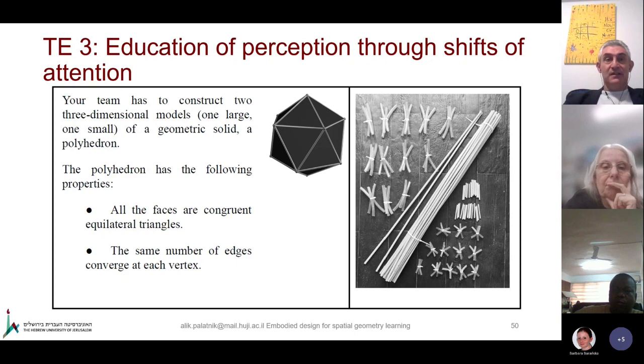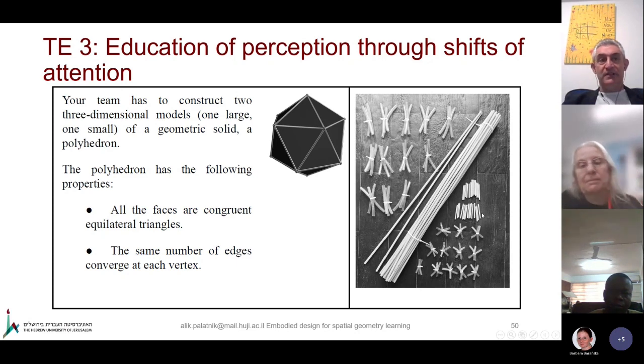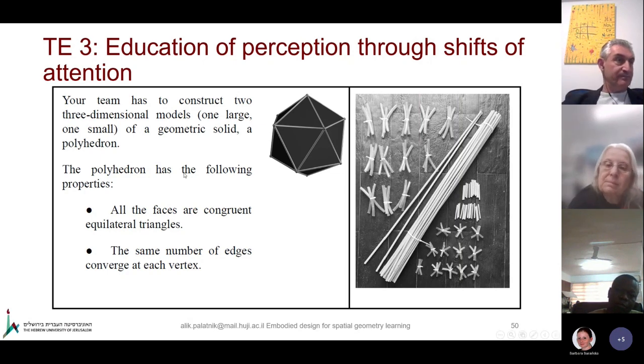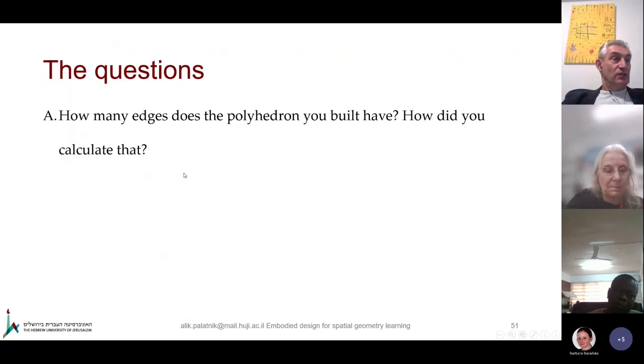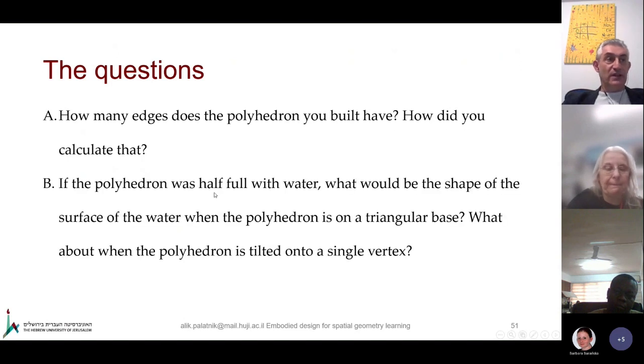And also, they have two sets. They have to construct one large, like 1 meter long rod, and a very small handheld model. I think it's 10 centimeters long, something like this. And the questions which we asked after they constructed these two models are: how many edges does the polyhedron you built have? How did you calculate that?